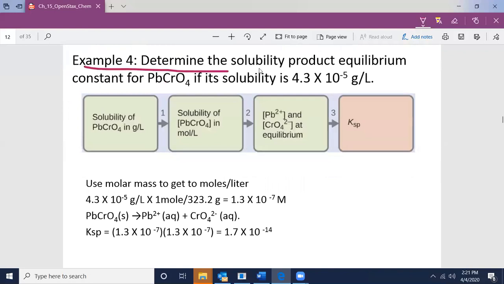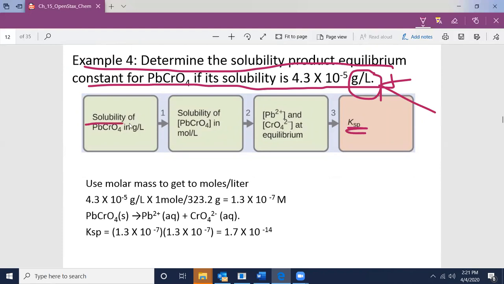So it says determine the solubility product equilibrium constant for lead chromate, if its solubility is 4.3 times 10 to the power minus 5 grams per liter. So the unit here is grams per liter. If we are calculating the equilibrium constant, we have to get into moles per liter, which is molarity. So pay attention to the unit because we are working on the KSP. We're going to start with the solubility of the lead chromate in grams per liter, and we can bring it into moles per liter.